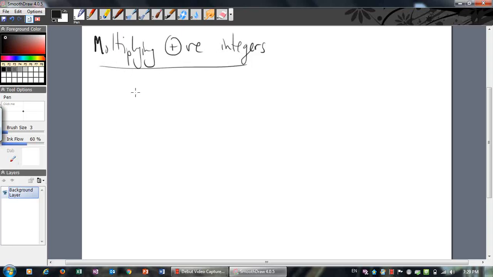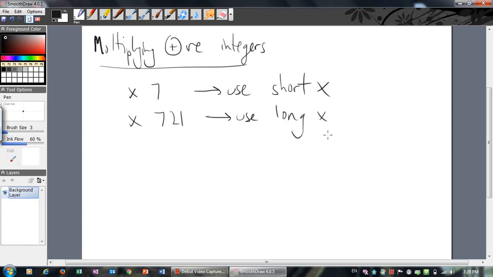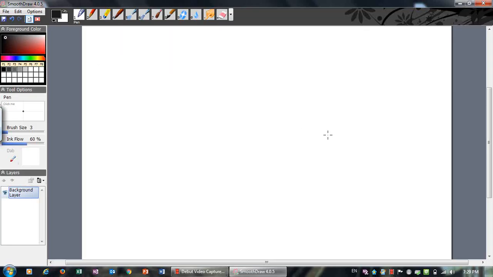You would have seen there's sort of two ways to multiply. If you're multiplying by a single digit number, just one digit, then what you need to do is just use short multiplication. If you're multiplying by a big number like 721 or something more than one digit, you need to use long multiplication. Let's give a question a go.